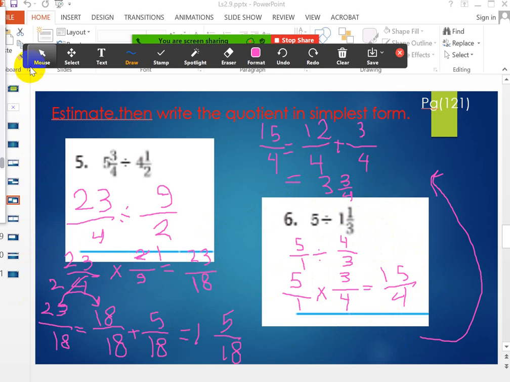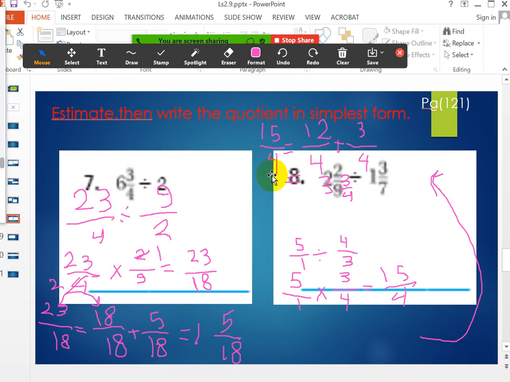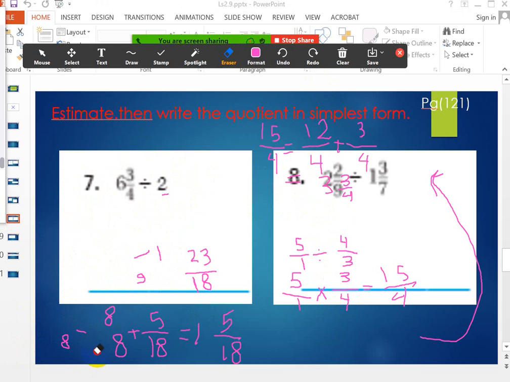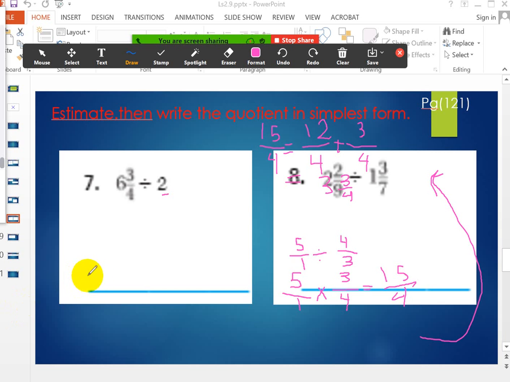Okay? Now let's move to number 7 and 8. Okay, I will erase this one and I will leave this one for you. So number 7, 6 and 3 over 4 divided by 2. So I want to write the numbers as fractions. So I will choose, yes, Tolene. Open your mic. 6 and 3 over 4, write it as a fraction. It will be what?